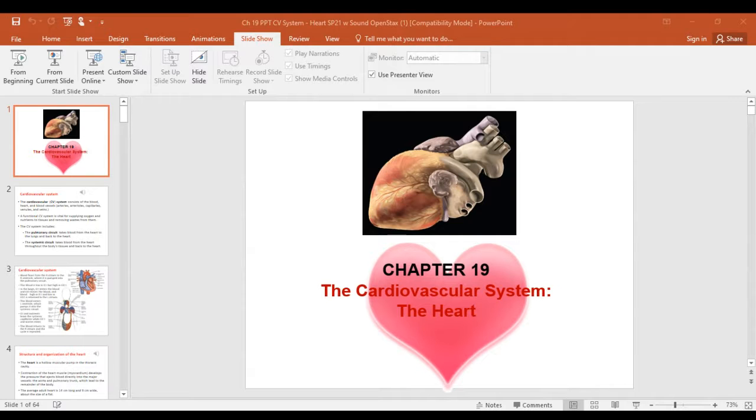Okay, benefits of aerobic exercise. I won't read through all that. Okay, this is a fetus of a heart. And this is kind of interesting.